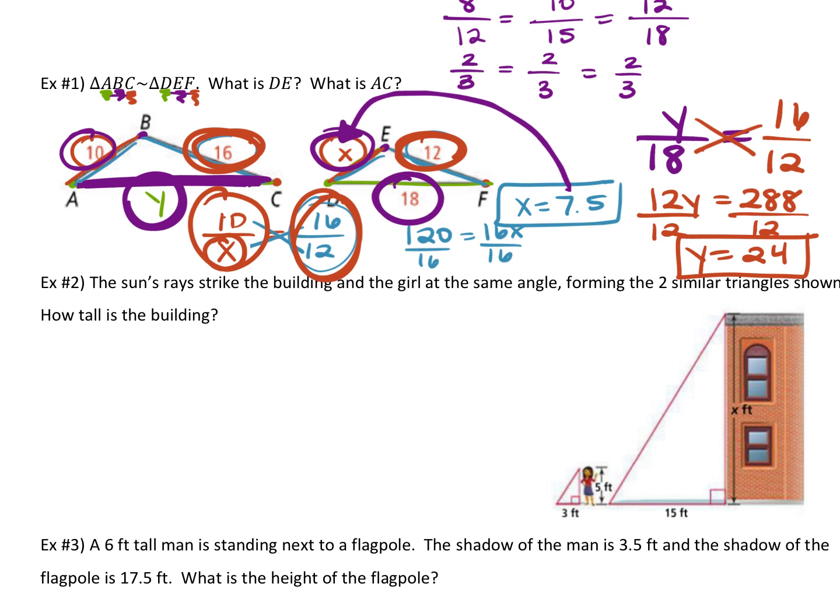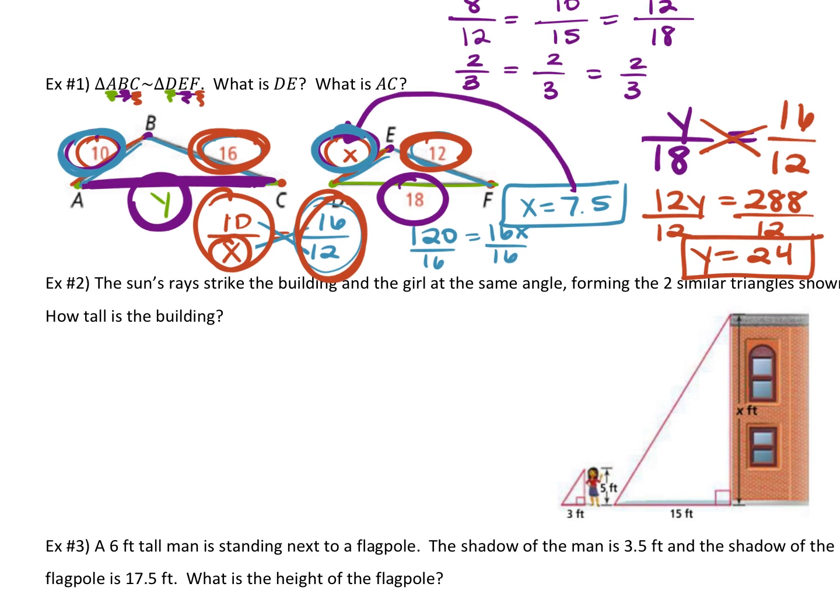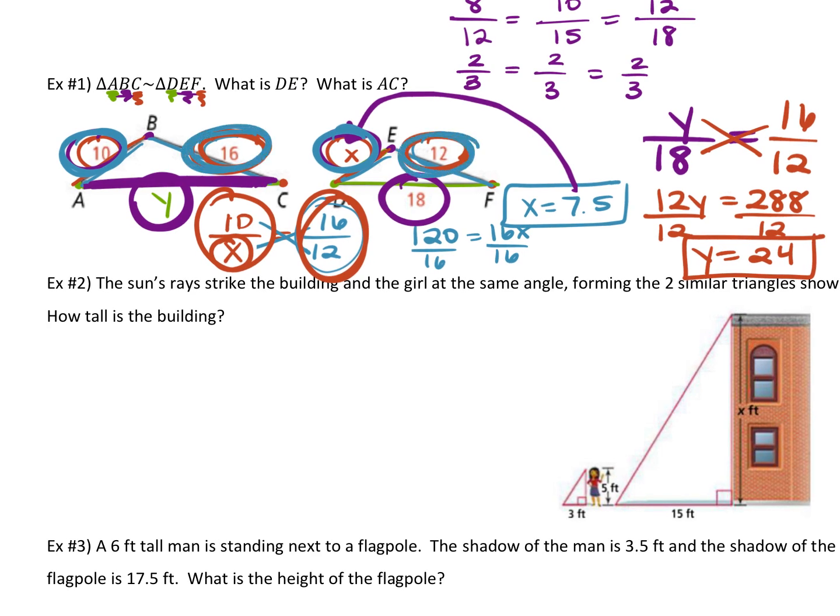How do you know it's right? You would divide it, right? 10 over 7.5 has to equal 16 divided by 12 has to equal 24 divided by 18. So you can do each ratio as a division problem and make sure they're all the same number. And then you should be good, assuming you set up your problem right. Okay?